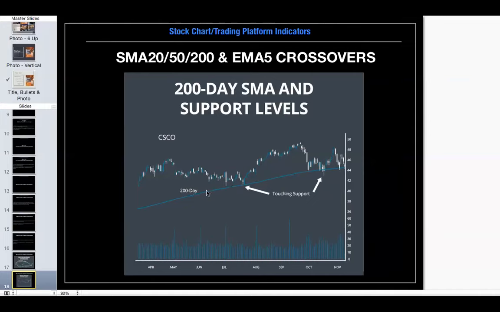But you can see how over the course of 200 days the stock is bouncing off of this 200-day support line, right? So those are all indicators of trends, right? And the idea is that if it breaks this 200-day to the downside, this becomes a very bearish signal if it breaks the 200.